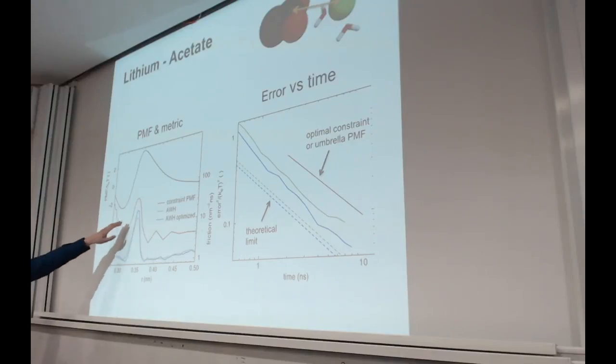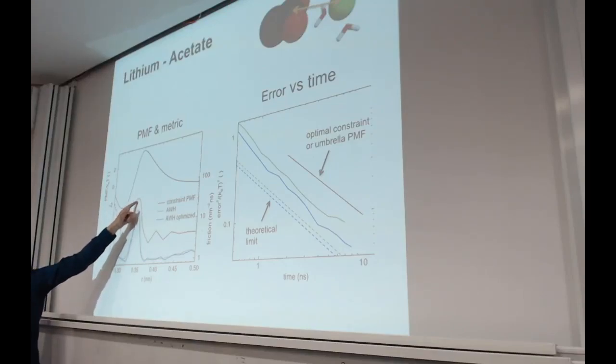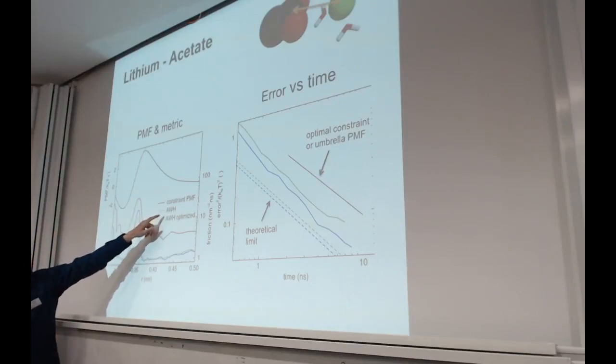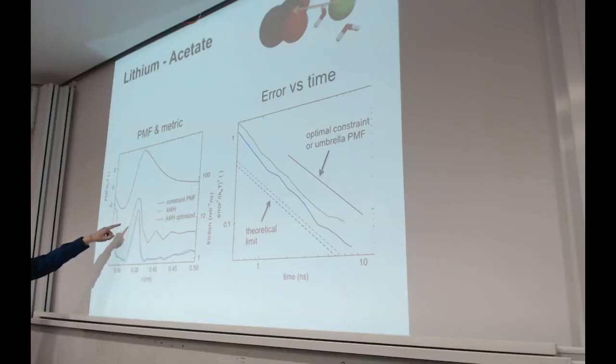So this actually tells you something. The metric tells you that there are difficulties in the system here, so it's actually a useful indicator of what the problems are in the system. But then if you look at what happens if you use the AWH method, then the metric drops significantly.